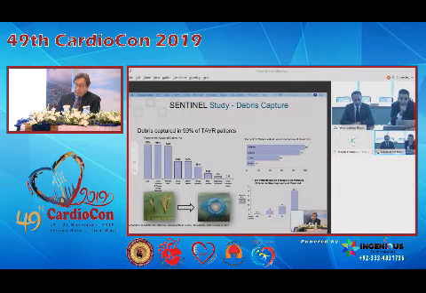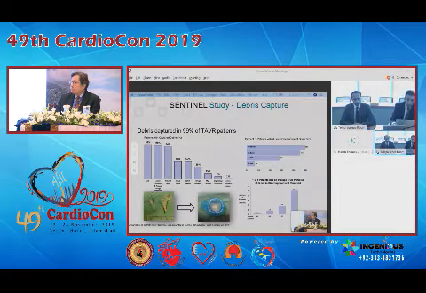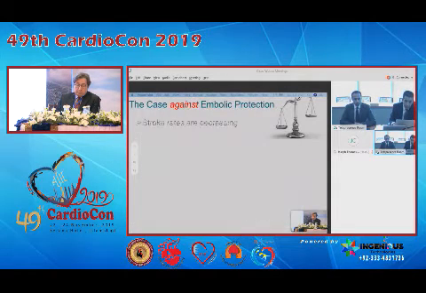This is from the Sentinel study on debris capture, showing that you get all kinds of stuff in these. It's not just clot and thrombus, but you get arterial wall, valve tissue, calcification, foreign material from the catheters and the balloons. All of that can potentially embolize.